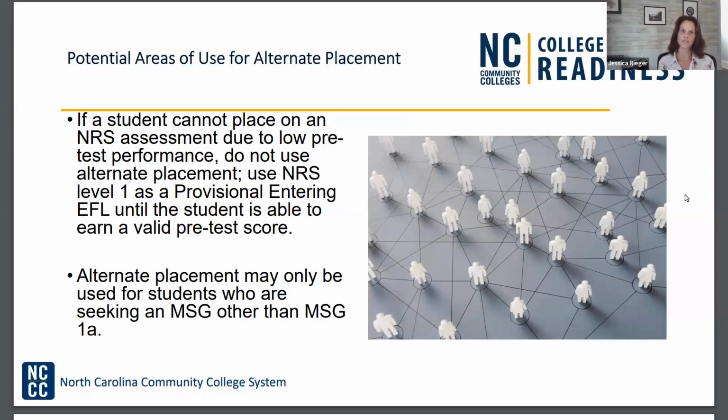Now, if you have a student who comes in and cannot place on an NRS assessment due to having a low pretest performance, this is not where you would use alternate placement. You would still use that NRS level 1 as that provisional entering EFL until the student is able to earn a valid pretest score. So if a student's out of range or if a student is unable to score on an NRS assessment, this is not where we would use alternate placement. And it's only going to be used where students are seeking an MSG that's not that pre-post test EFL gain, which is MSG 1A. Next slide.